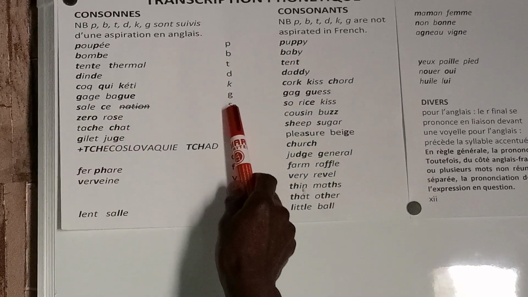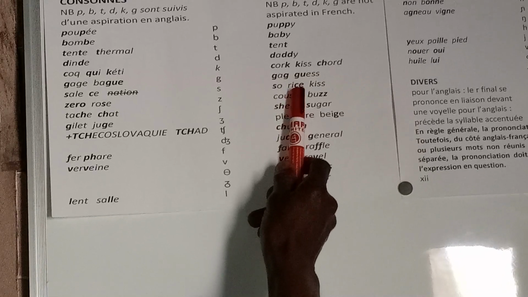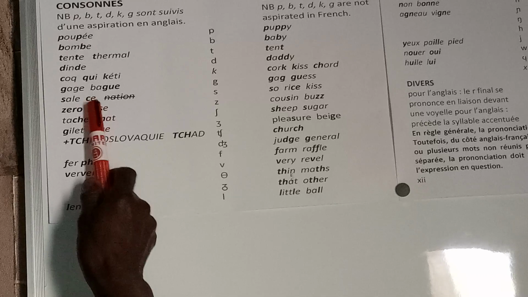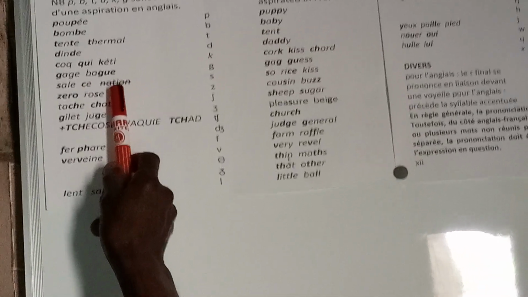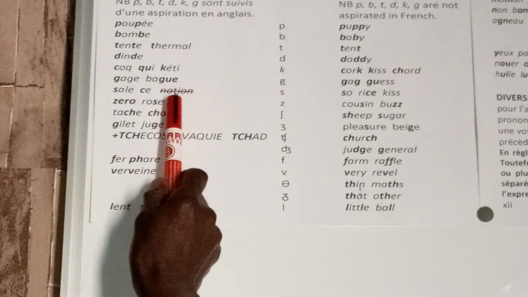So when we come to this, this is my contribution. This letter S: rice, kiss, and then sal, sir. Why should nation be here? It is not the right place. It's a misfit. It shouldn't be here. This is nation. It must be removed.